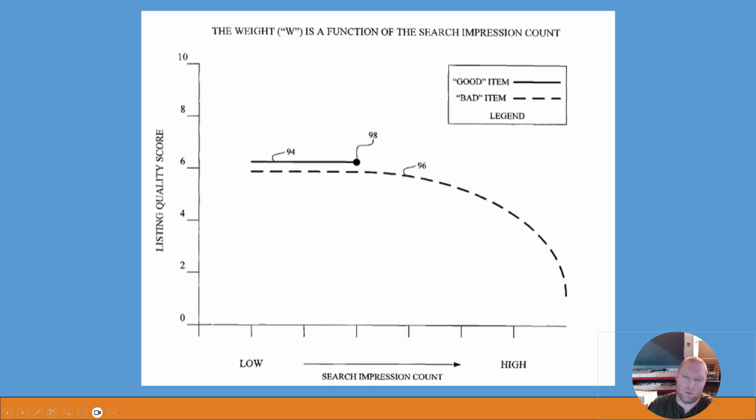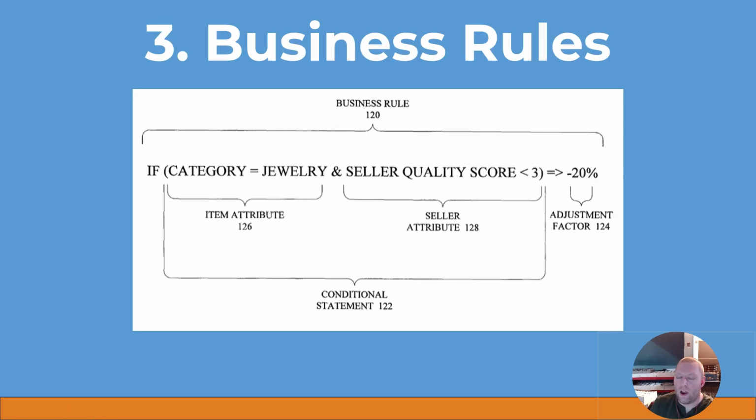You just want to always be high in the rankings and sell your stuff quickly. That should be the goal. All right, now we get to the third part of that ranking formula. This is where business rules come into play.